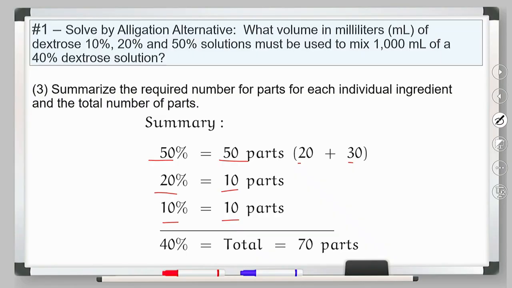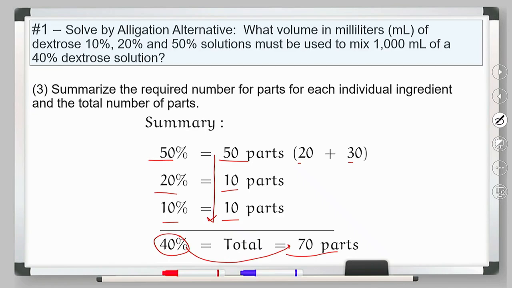Now, the only thing new on this slide is, once you've done each individual total parts, sum all of the parts total. So regardless of the ingredient, how many parts total are there? So just add all of those parts up going down. So 50 plus 10 plus 10 gives me 70 parts. And remember, the total parts are going to go with my final desired concentration. So when I have everything mixed together, I'm going to have a total of 70 parts, and I want that concentration to be 40%. So I've got a proportion. Now I'm ready for my P's and Q's.